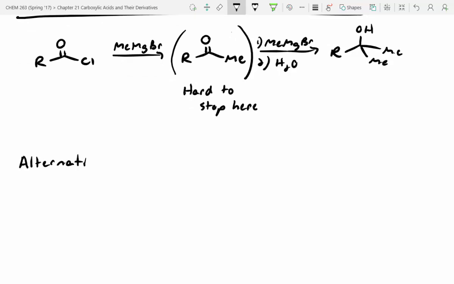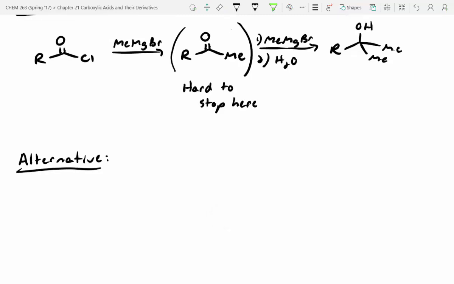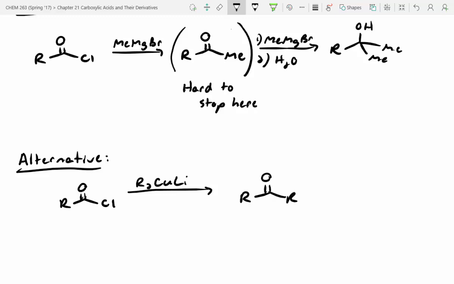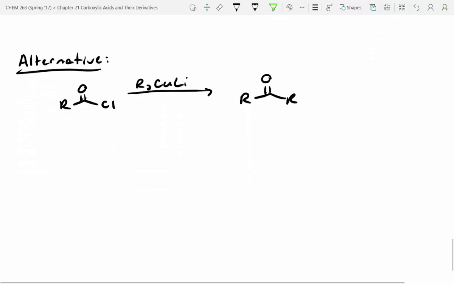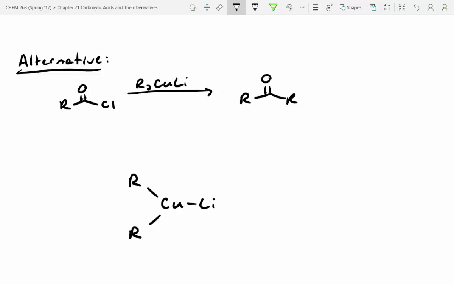If you want to use a Grignard, you're not going to be very successful, but more power to you if you are cool with that. We're going to use something called a Gilman reagent, where it's R2CuLi. And this will stop at a ketone and won't add all the way to the alcohol. If you look at this organocuprate reagent, it's a little bit weird: you actually have two R groups covalently bound to copper, and that copper is coordinated with lithium.